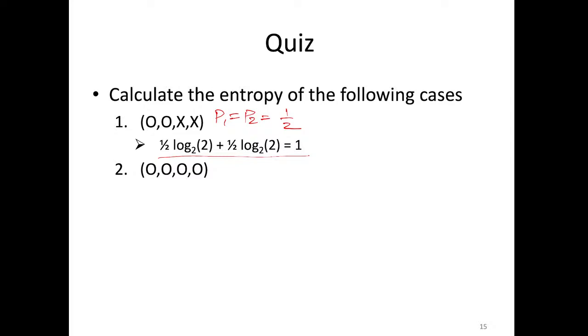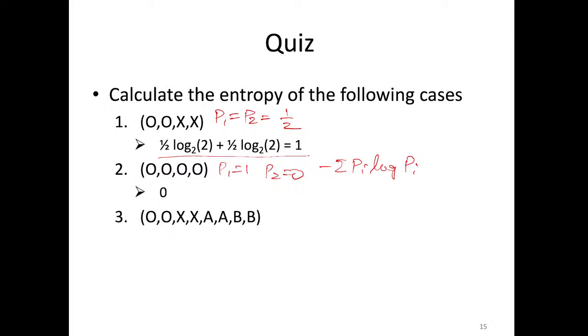How about all 0? All 4 cases belong to the same class. Then you know that P1 is 1, P2 is 0. So one way to do it is you just plug in the formula, or you know that when everything belongs to the same class, there's no uncertainty at all. Everything is very pure. So we know that there's no information. So the entropy is 0.